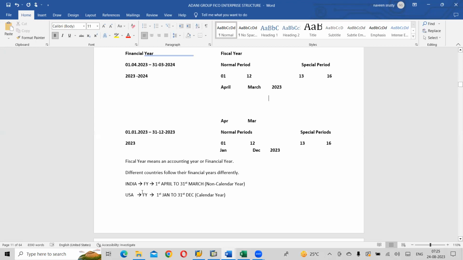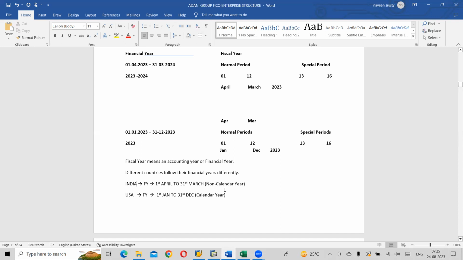Write down India. Mostly non-calendar fiscal year. European countries follow those timelines, again, not only European countries, majority non-European countries also. For example, India is not a European country, right? We follow April to March. So write down India. I have taken only a few countries as examples, then you can understand. So Indian fiscal year, 1st April to 31st March. Non-calendar year.